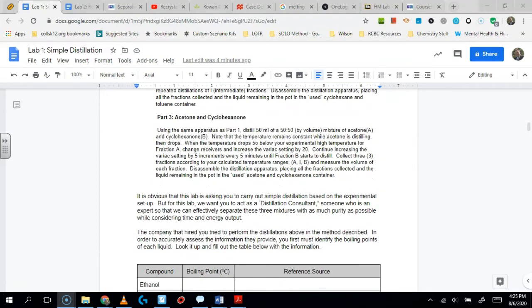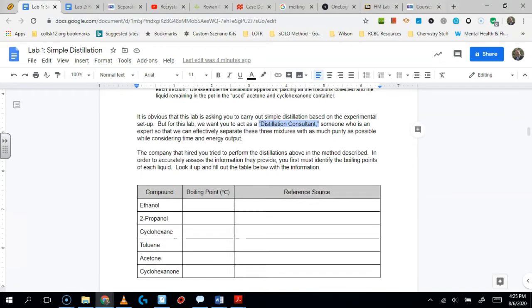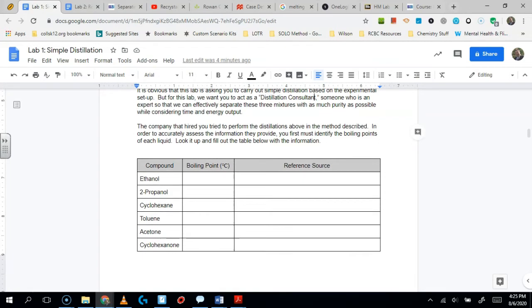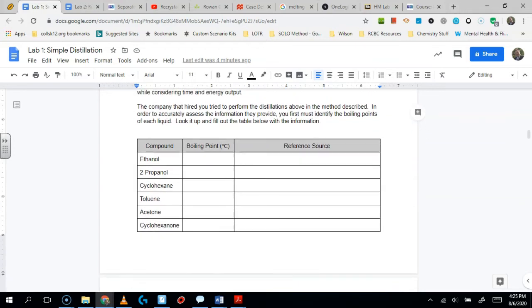We're not going to ask you to carry out a distillation, but what we want you to do is to become a distillation consultant. We want you to become enough of an expert on distillation so that you can help a company. So keep that in mind as we go through and answer the questions that we're asking you to answer for this lab.